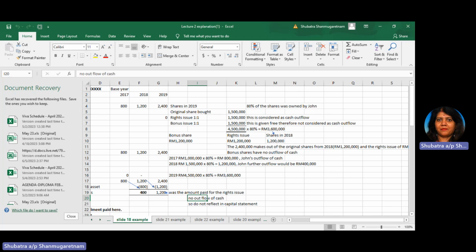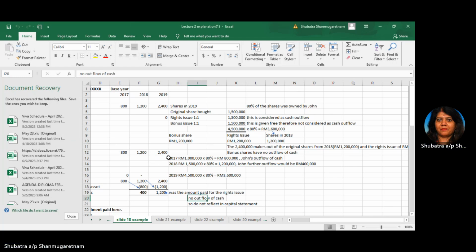All right, now this slide says, John, the paid-up capital of MJSB was as follows. 31st December 2017, 1 million. 31st December 2018, 1.5 million. 31st December 2019, 4.5 million. Mr. John owns 80% of the paid-up capital throughout 2017 to 2019. In 2019, the paid-up capital increased through an allotment of one rights share and one bonus share each. All right?